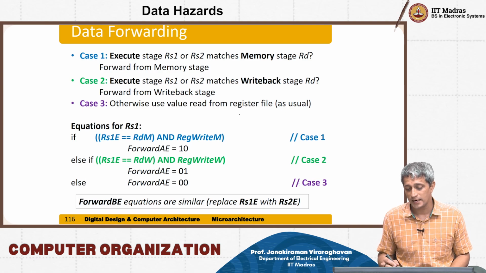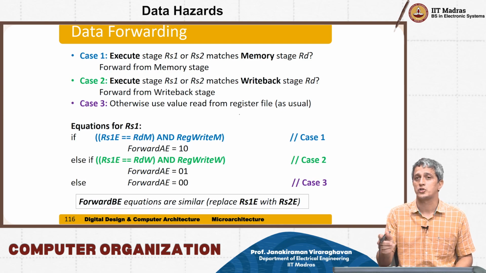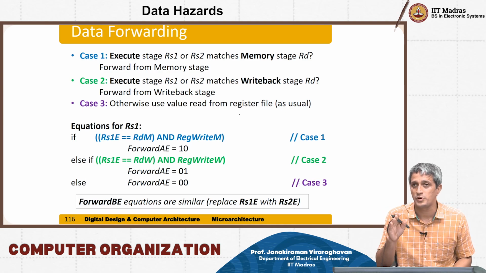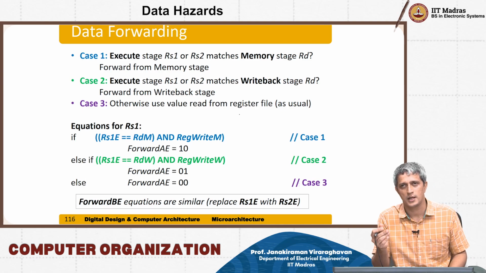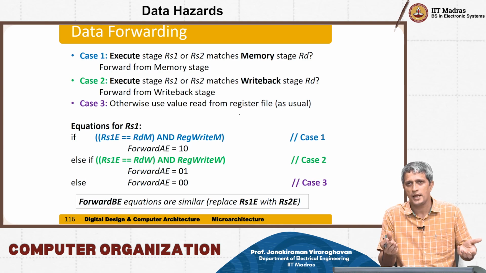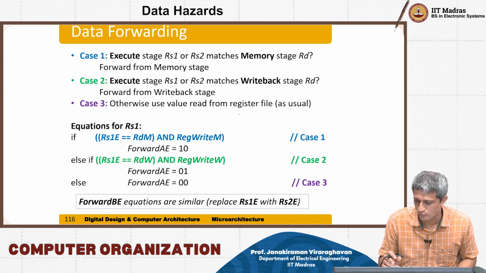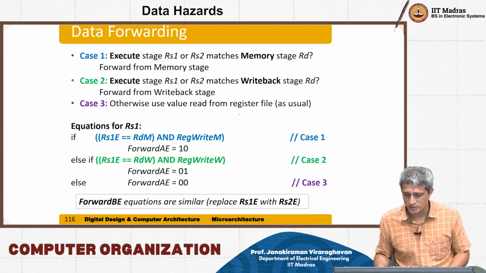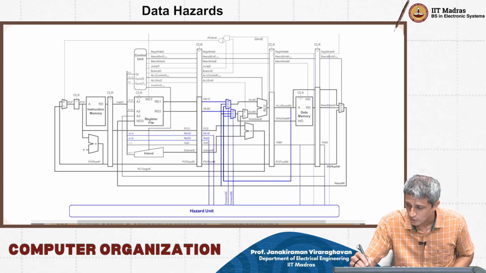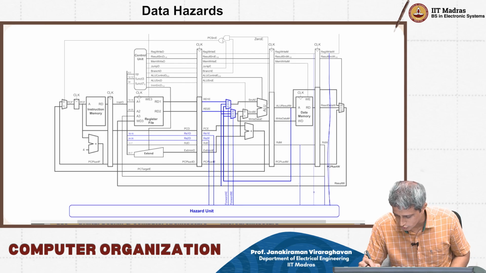What this is saying is RS1E is equal to RDM, and of course register write M has to be high. Only then you have to do all this. Otherwise there is no register write back at all. If there was no register write back, then we are not trying to read that new result from that register. So that's why you also have to check for register write M, and that's why you see that this control signal in blue is going directly into my hazard unit, and it is also checking this.